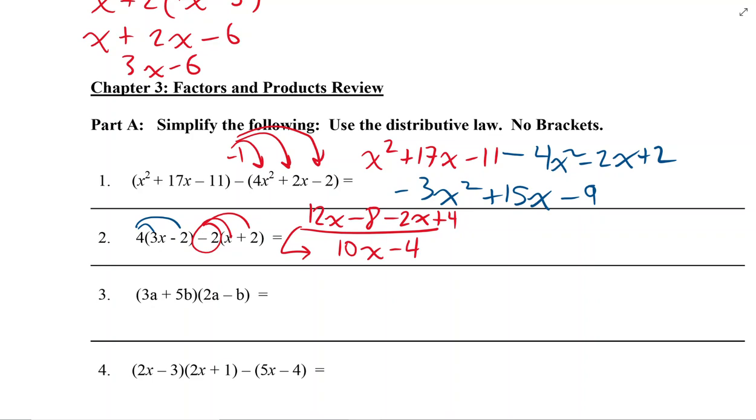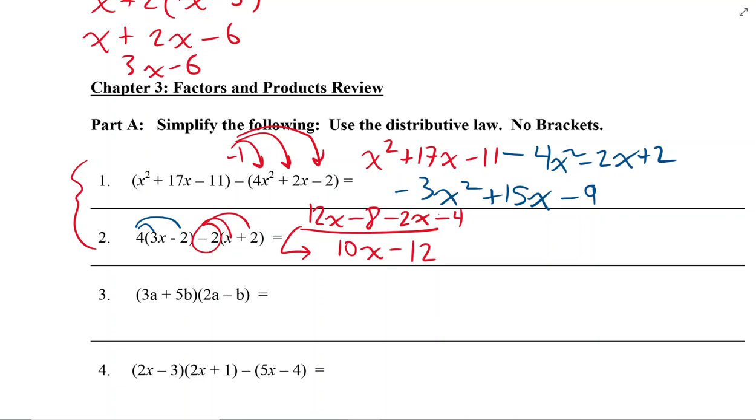10x minus 4. Now, what's the difference between questions 2 and 3? Minus what? 12. Minus 8. It should be -4. Oh, you're right too. Thank you so much. Mr. Barker didn't fix his signs. -12. Good work. Hands up, you got that.